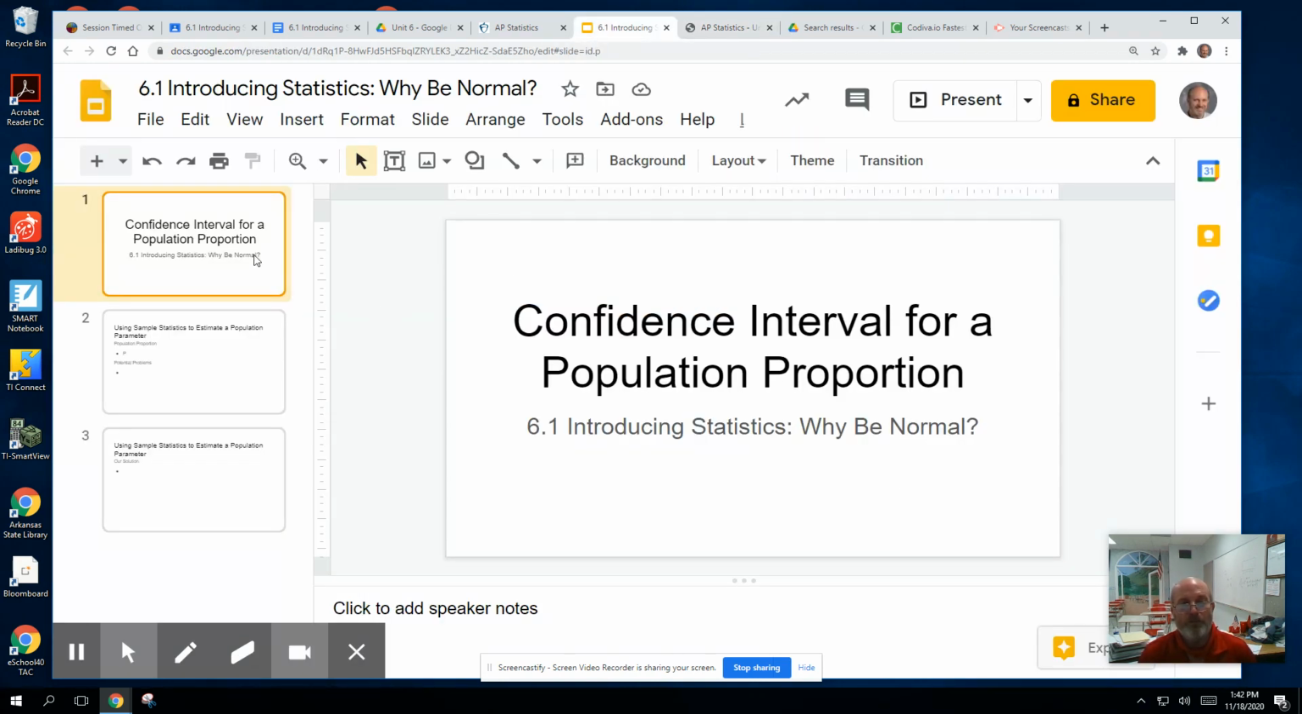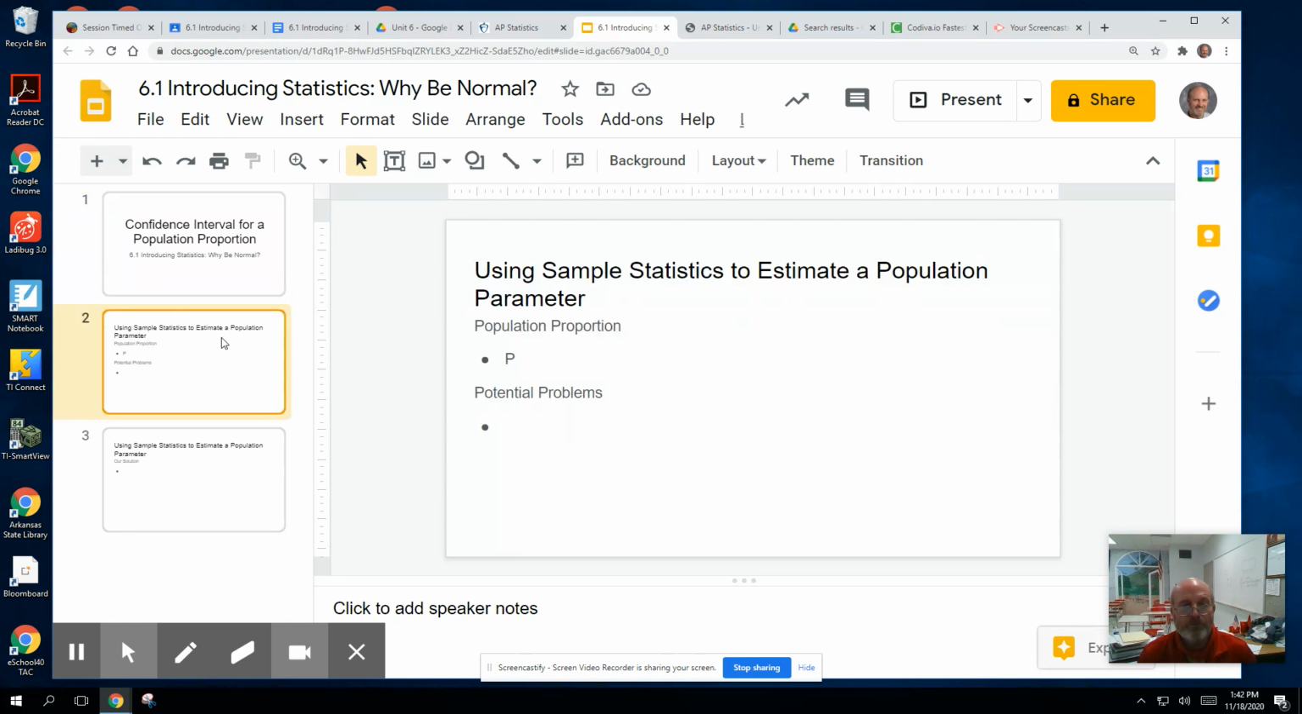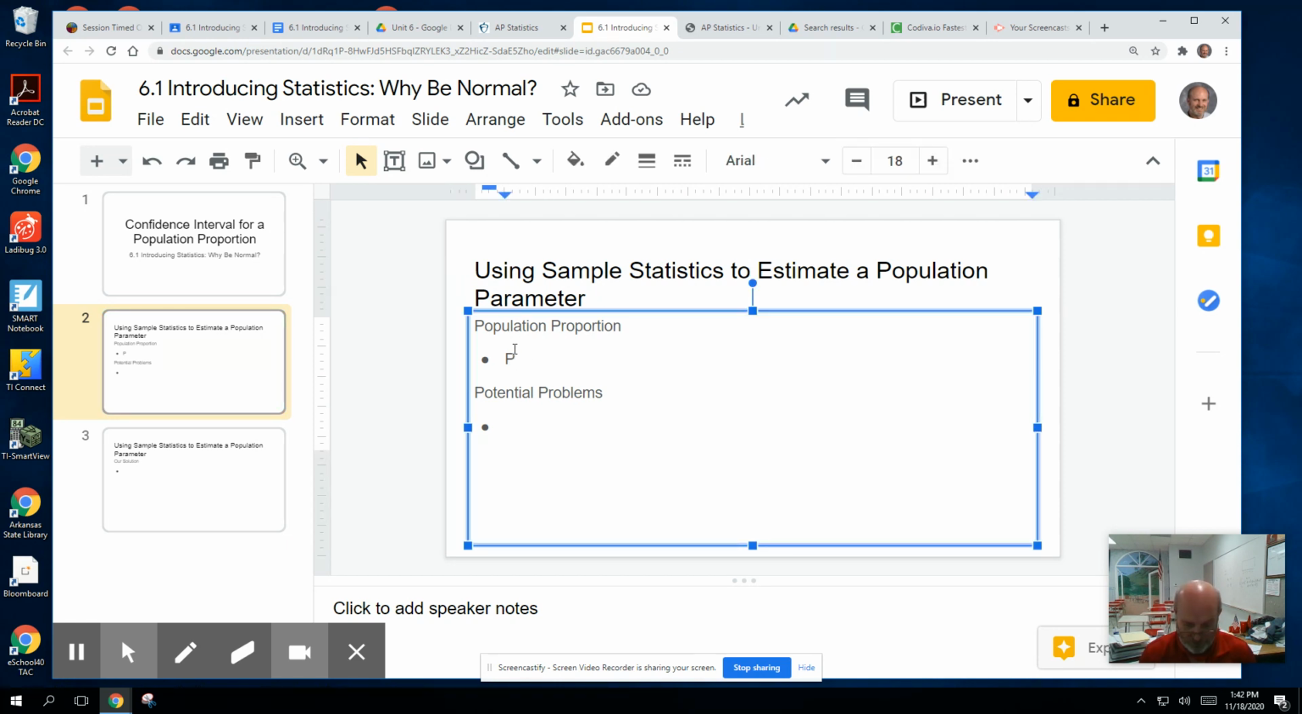Today we're going to start talking about a confidence interval for a population proportion. That's our goal. We're going to talk about what a confidence interval is, but first we'll talk about using sample statistics to estimate a population proportion. A population proportion we generally represent with a small letter p.